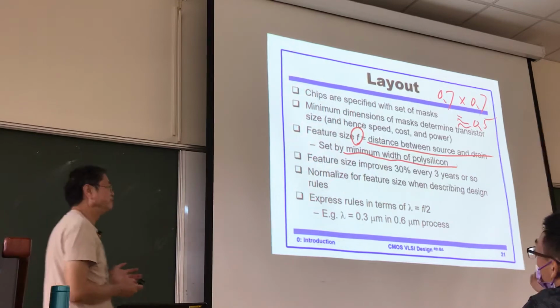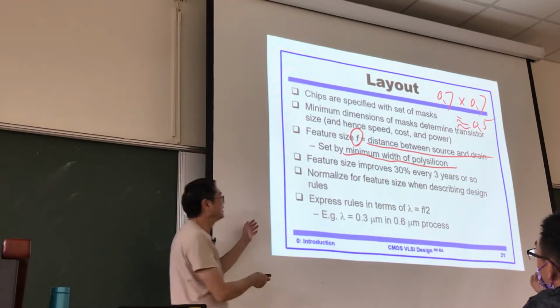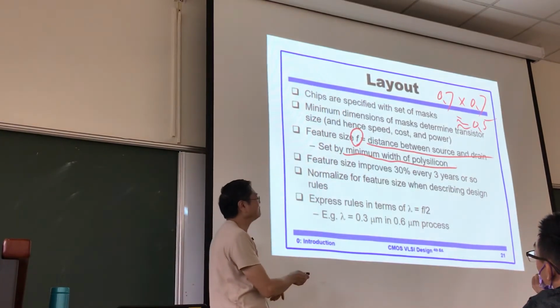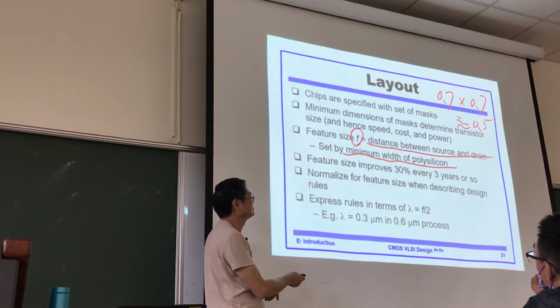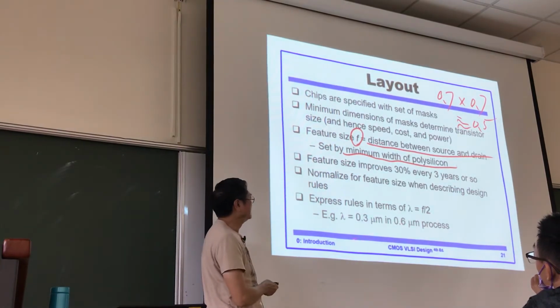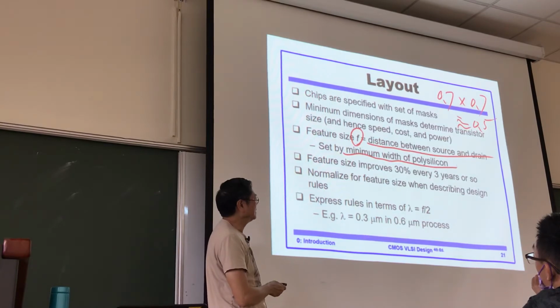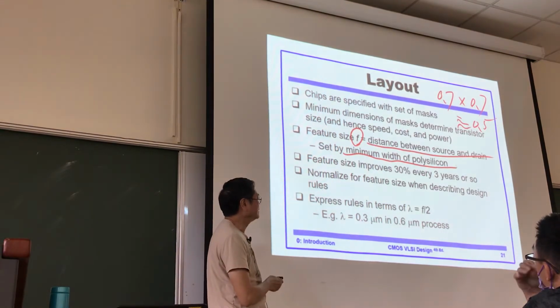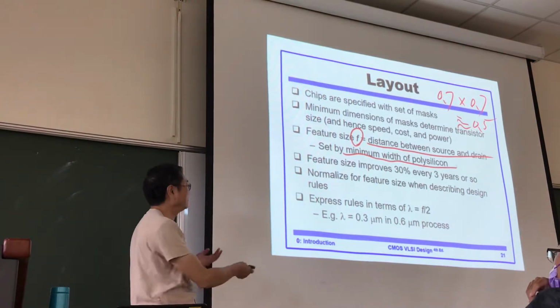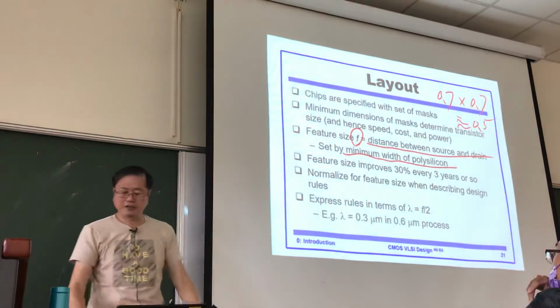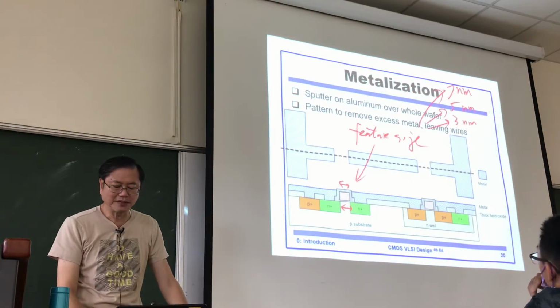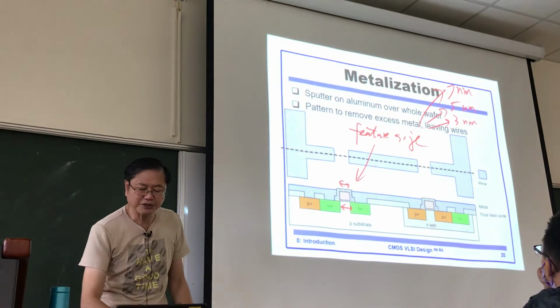Actually, we have another term which is lambda. Lambda is 1/2 the feature size. So given the technology process, 0.6 micron is a 600 nanometer process. The lambda is going to be 1/2, 0.3 micron. You might wonder why we need lambda. We have F because for the transistor like this, the feature size is 2 lambda.